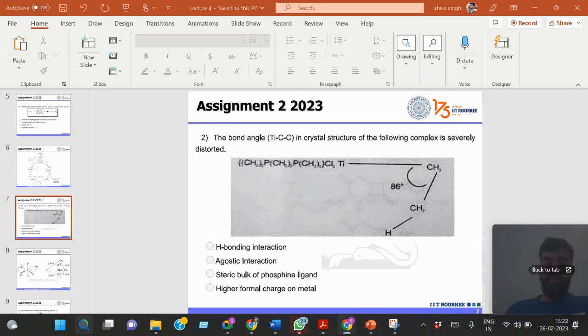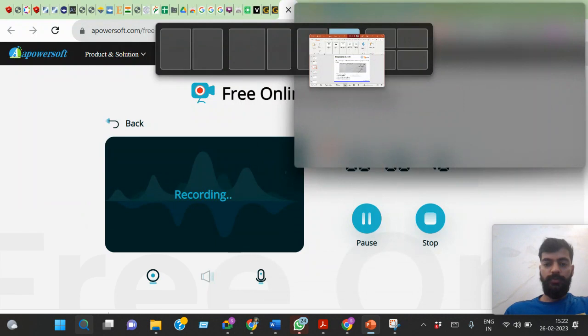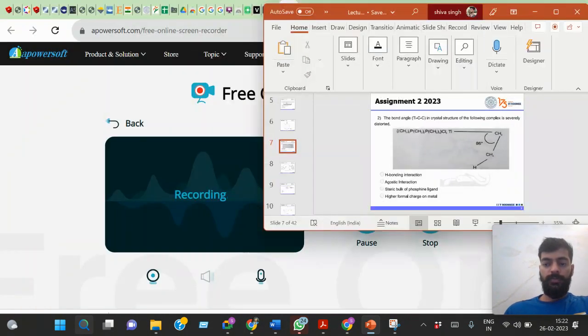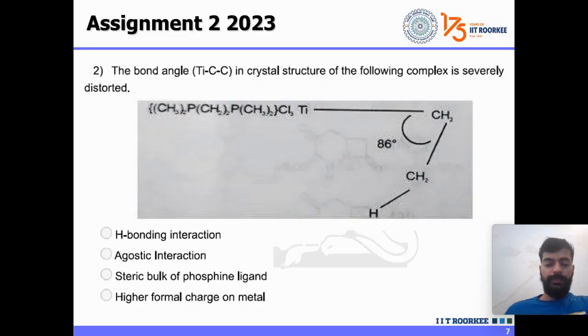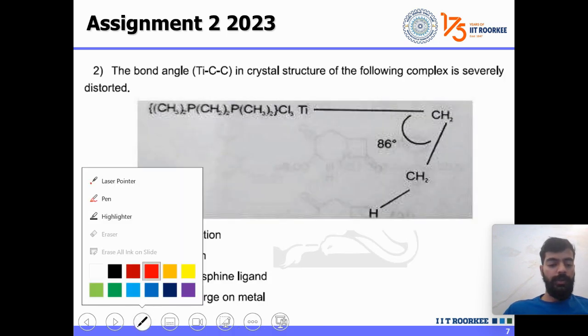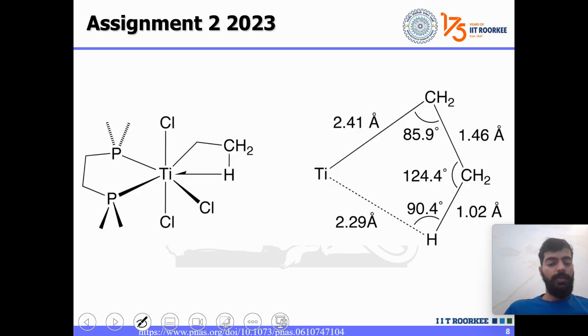What may be the answer for this? The bond angle for titanium carbon-carbon in the crystal structure of the following complex is severely distorted due to the agostic interaction. I will tell you how. This is our complex here.